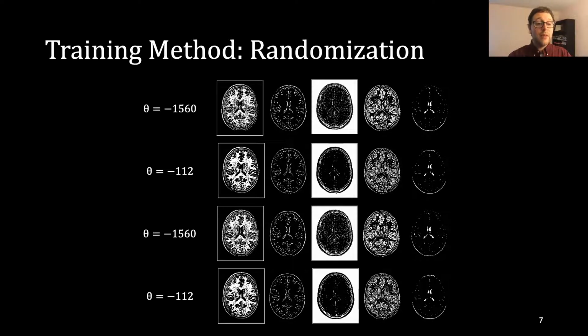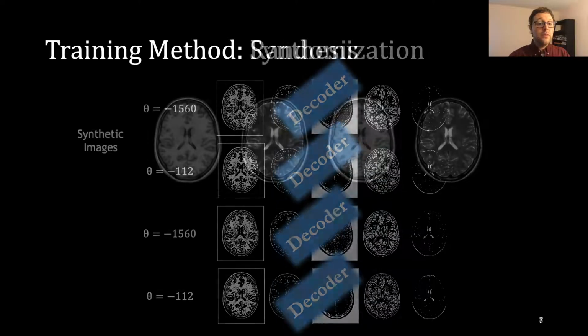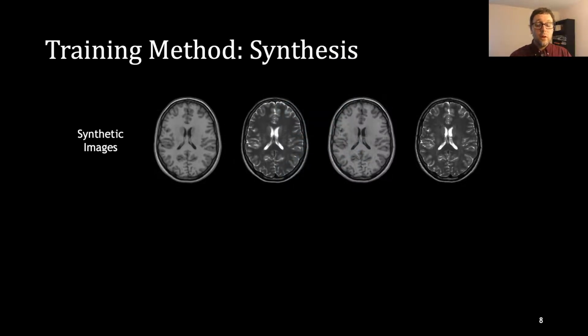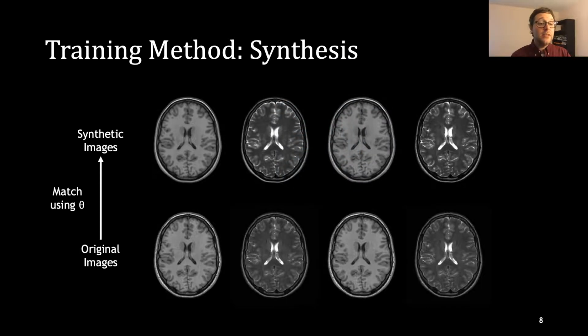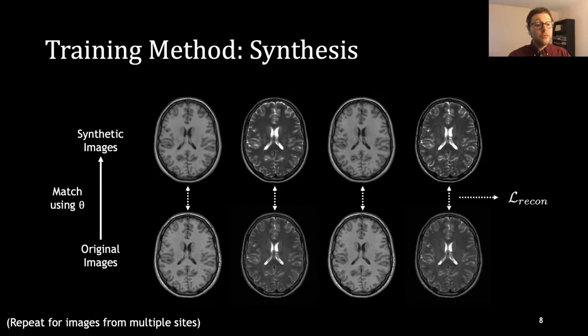So we have a random combination of beta channels for each of these 4 options. They're sent into the decoder to produce 4 different synthetic images. We can see that we can match these images using the theta value to our original images. This allows us to calculate a reconstruction loss that we can include in our final loss function. We can then repeat this for multiple images from multiple sites.